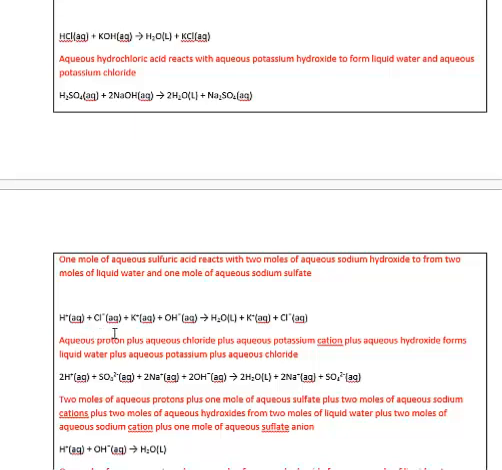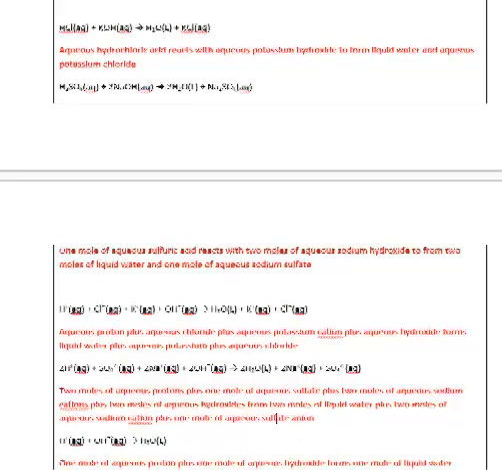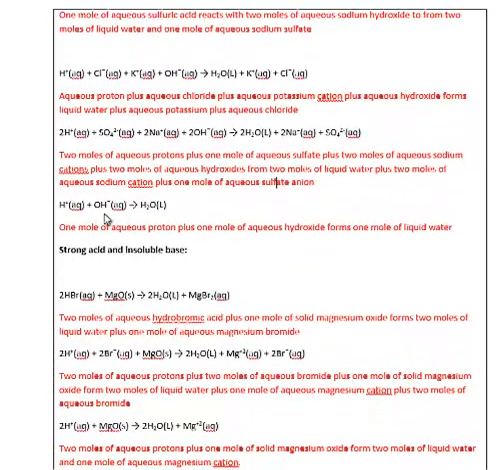Aqueous proton plus aqueous chloride plus aqueous potassium cation plus aqueous hydroxide forms liquid water plus aqueous potassium plus aqueous chloride. 2 moles of aqueous proton plus 1 mole of aqueous sulfate plus 2 moles of aqueous sodium cations plus 2 moles of aqueous hydroxides form 2 moles of liquid water plus 2 moles of aqueous sodium cation plus 1 mole of aqueous sulfate anion. Oops, there's a little typo there. Okay, let's pull this up a little bit. 1 mole of aqueous proton plus 1 mole of aqueous hydroxide forms 1 mole of liquid water.